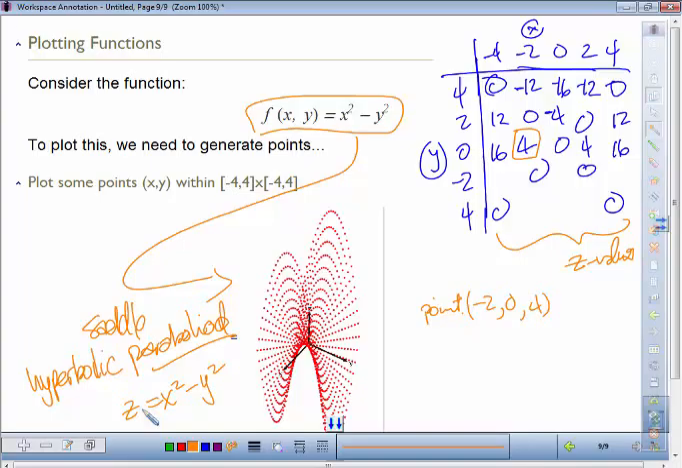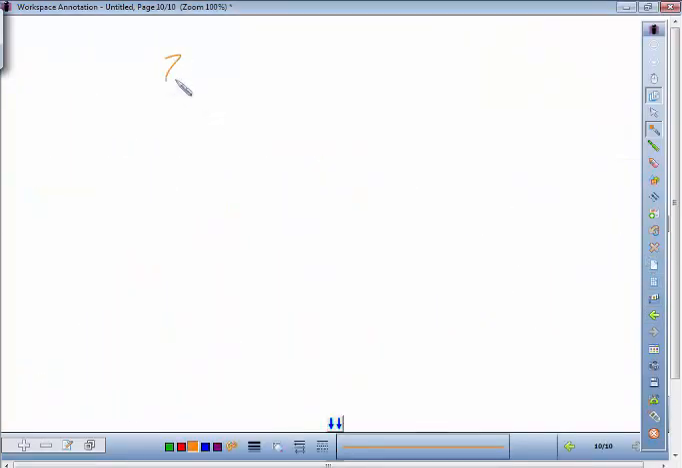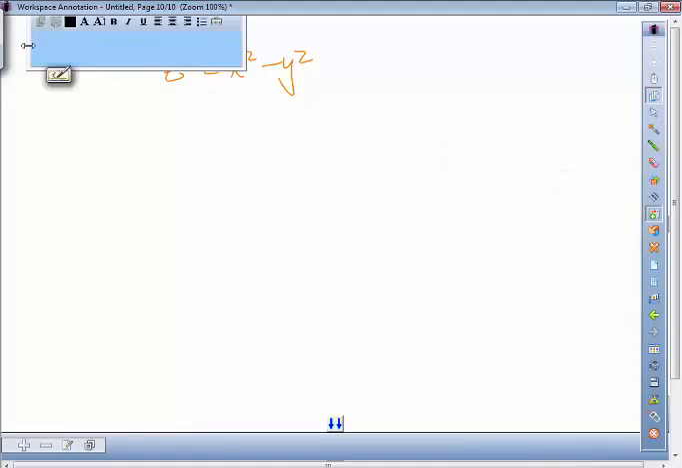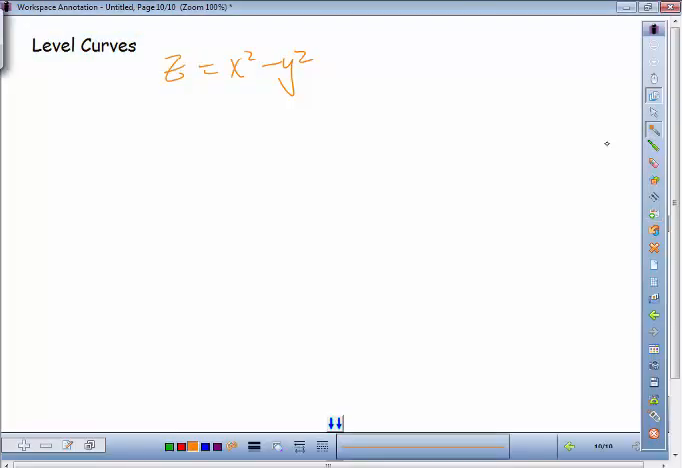So let's take a look at a level curve. What are level curves? So let's use the same function. I'm going to alternate now to z is equal to x squared minus y squared. And a level curve happens when you cut your surface with a level z is equal to a constant.